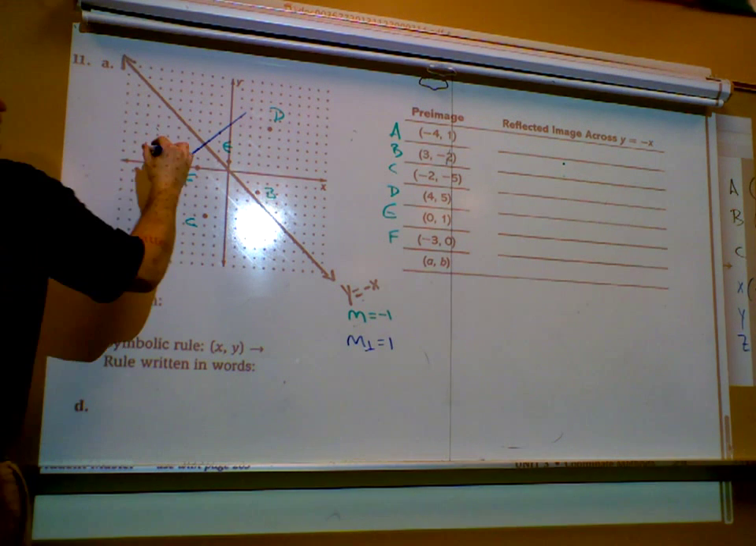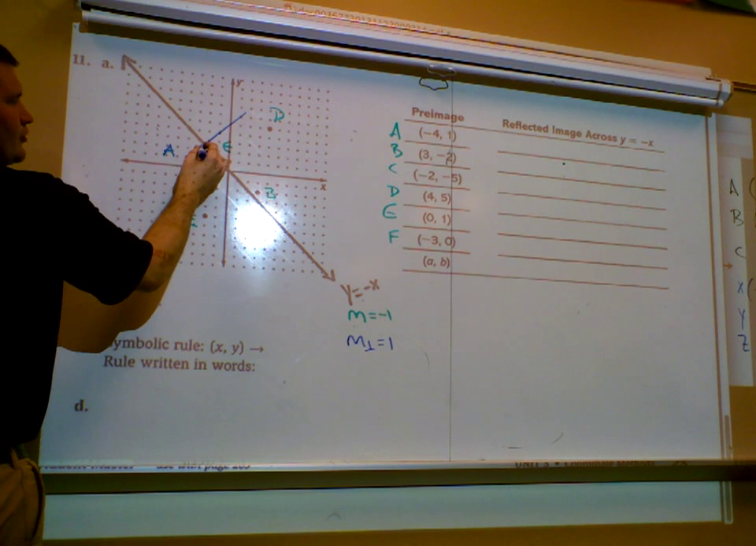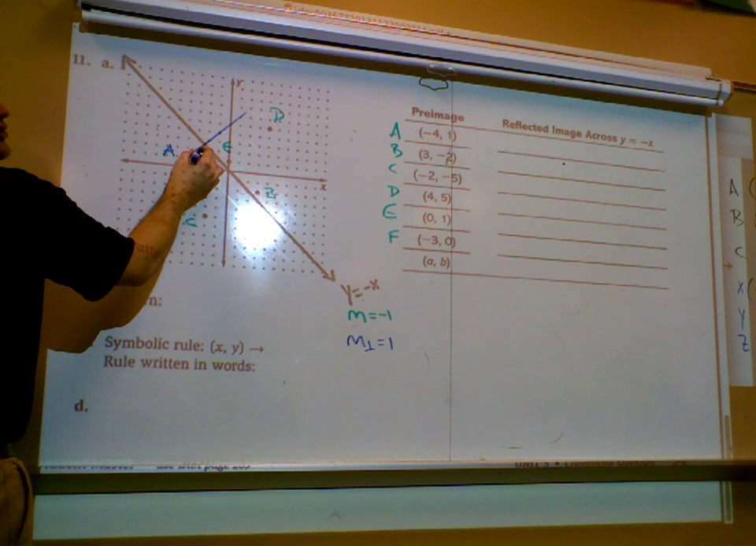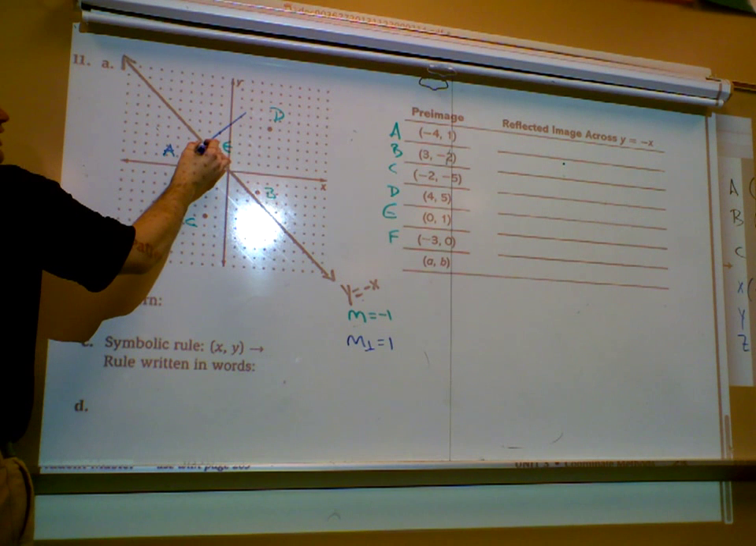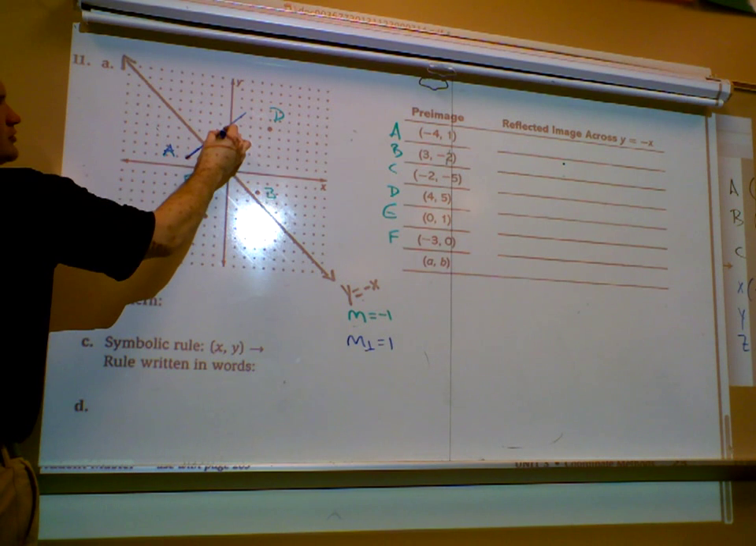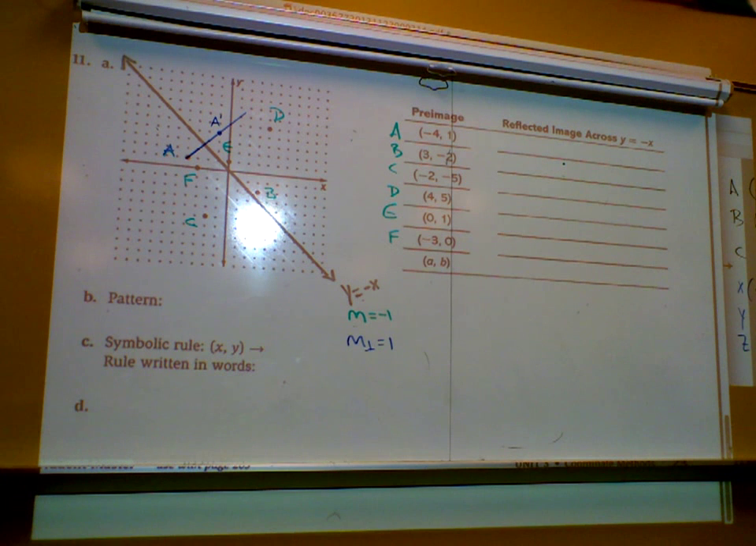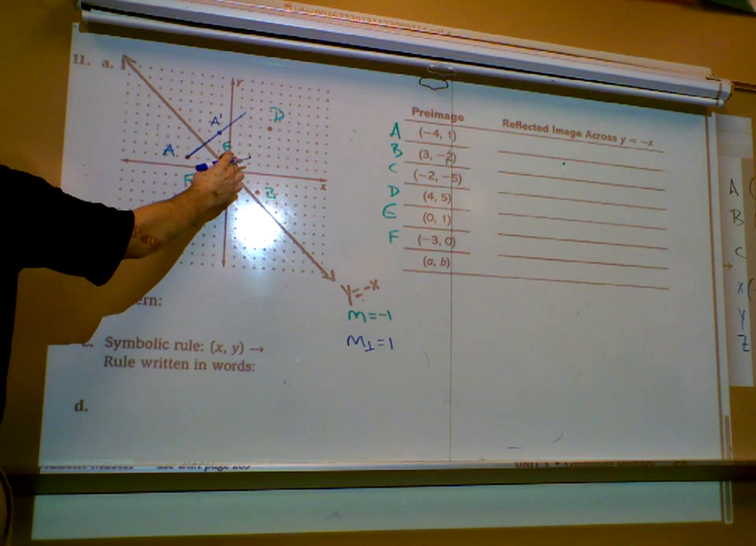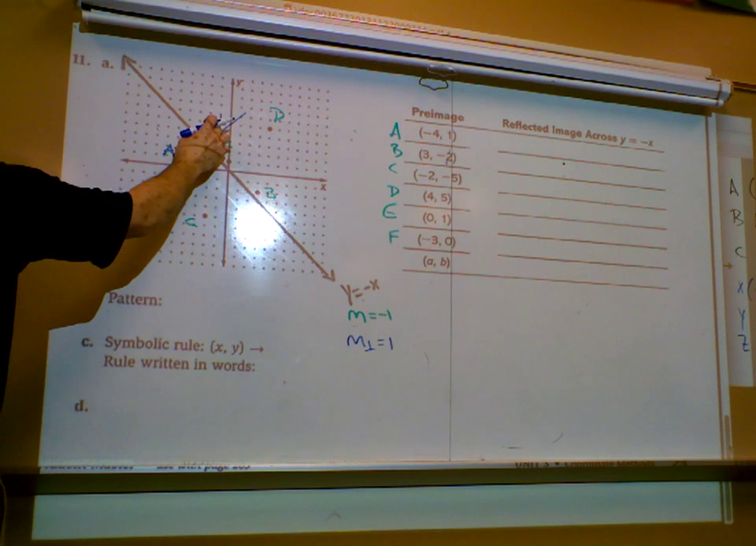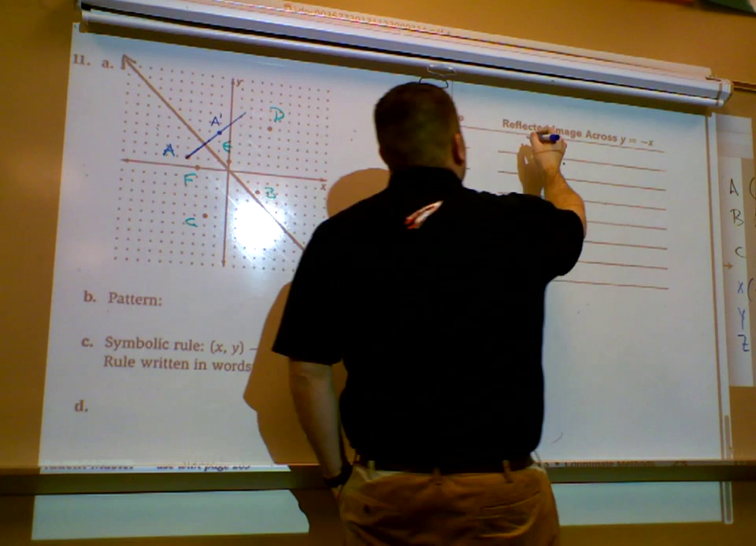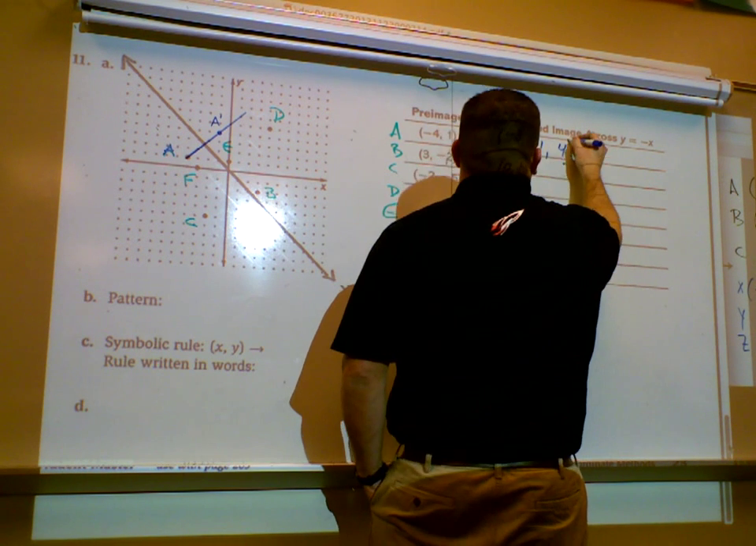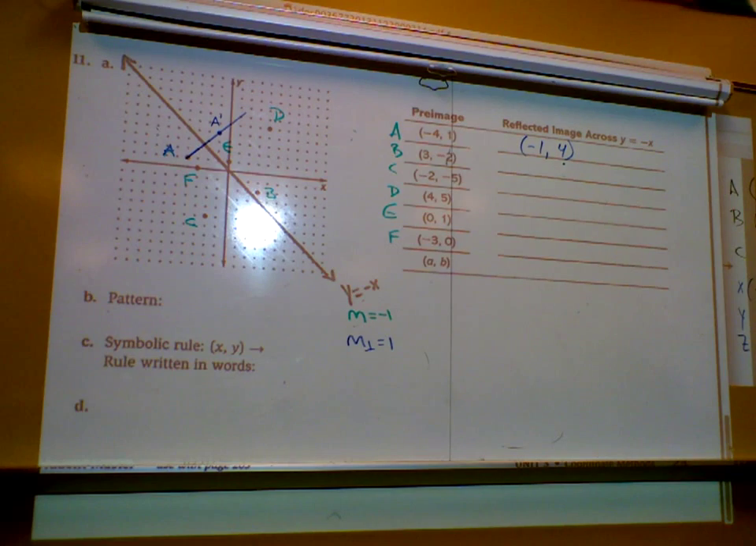Okay. Now I know A is like 1, 2 away, right? 2 and some change, right? So I go equal distance away, right? 1, 2. So that means A prime is right there. On the other side of the line. Does that make sense? So what's the coordinate? -1, 4. Okay. Long said he wanted to look at D, right?